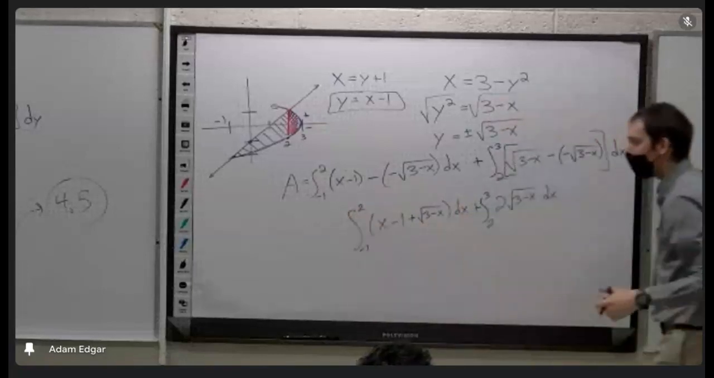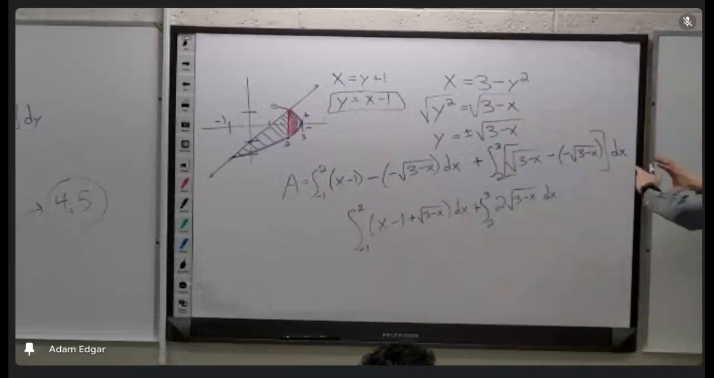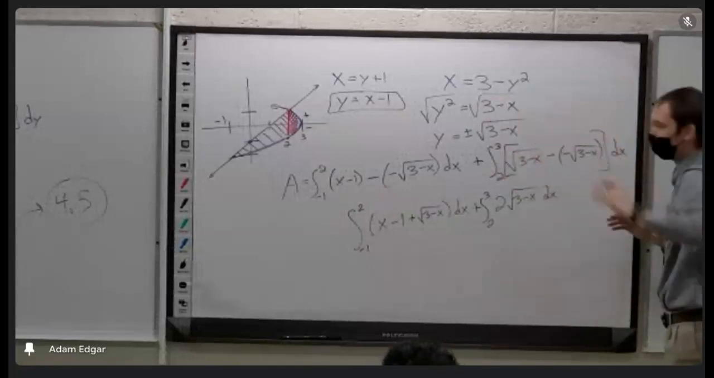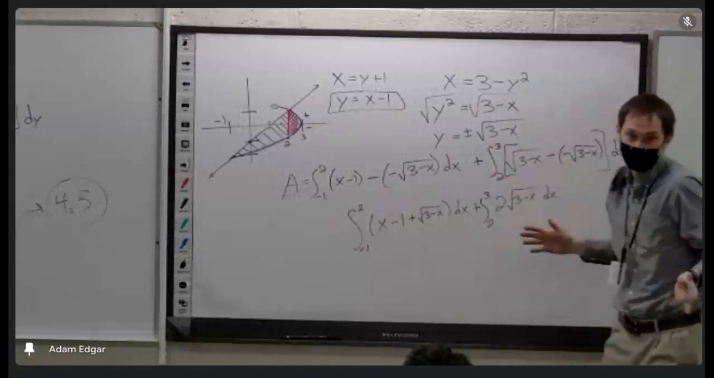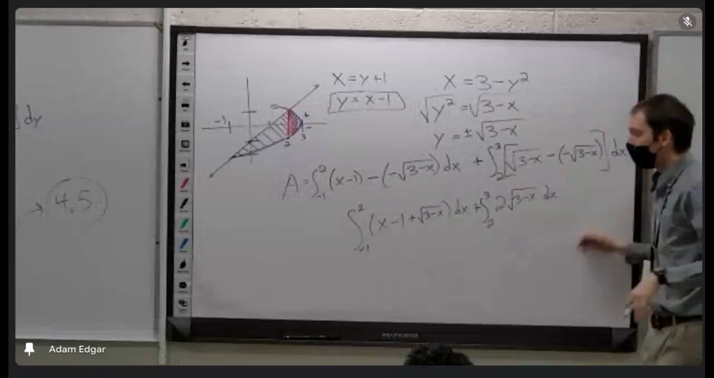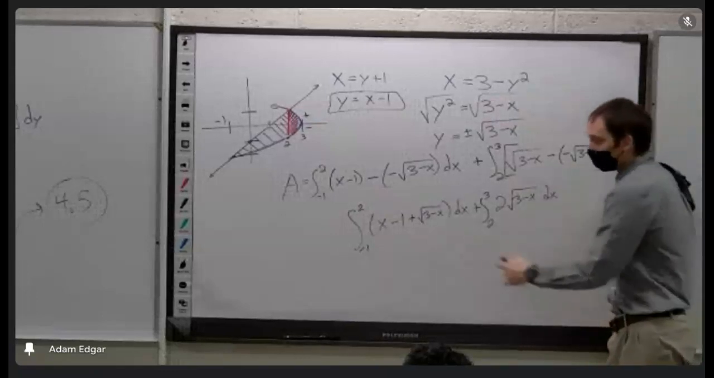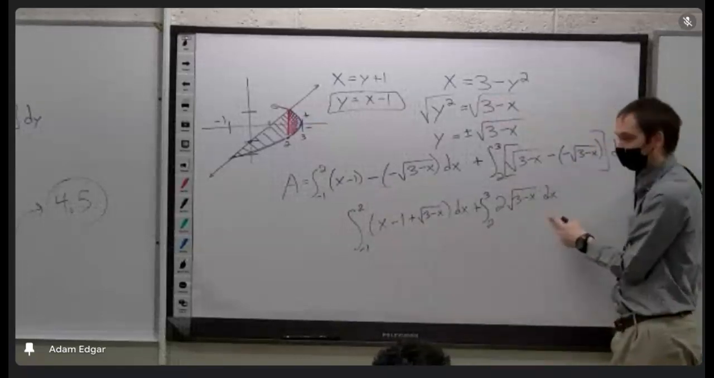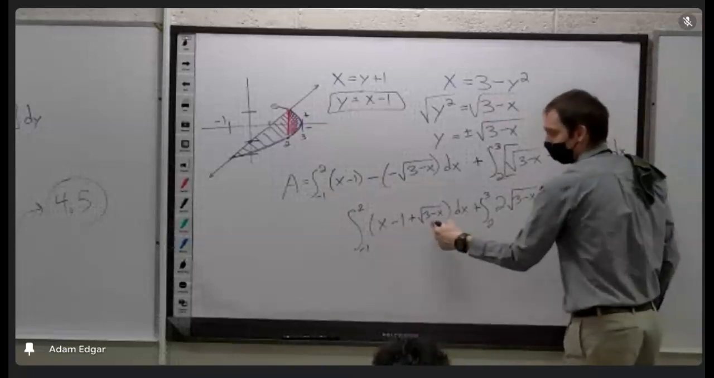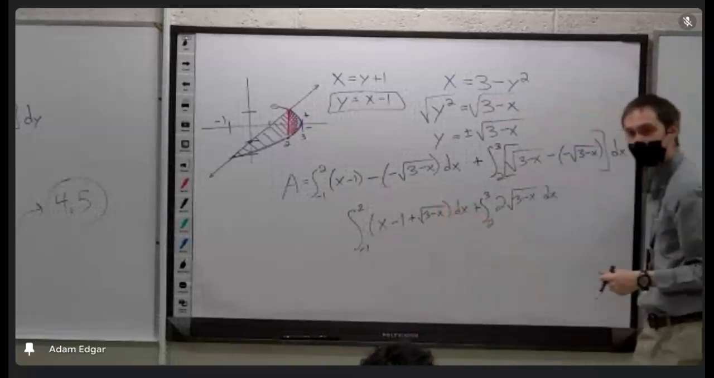And then, even if you set this up correctly, and you're like, oh no, this is no big deal, I can set this up, setting up the integral is easy, good for you. Even if that's the case, this is still going to be a pain in the neck to integrate, because now you have to do a u substitution on this square root to integrate that.